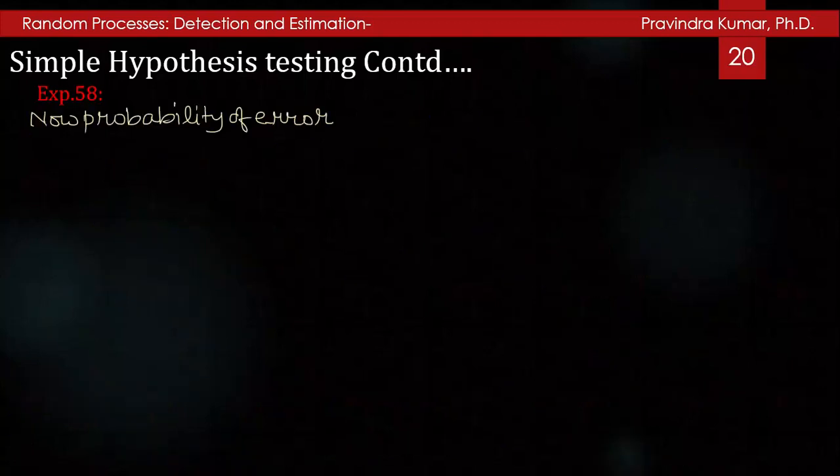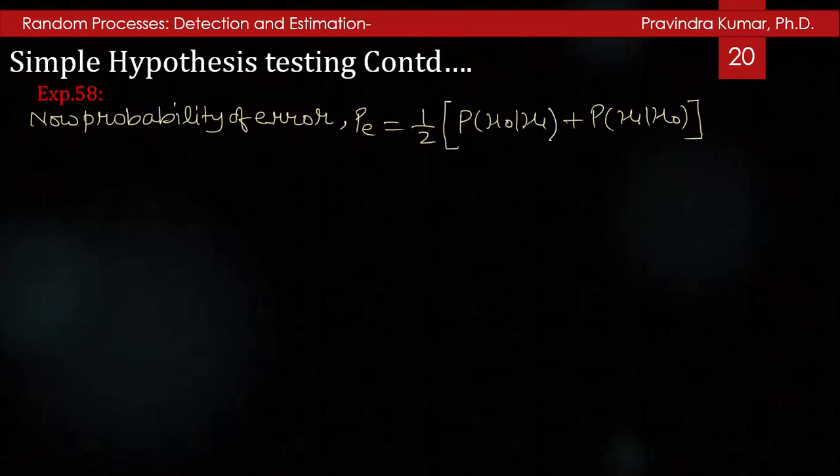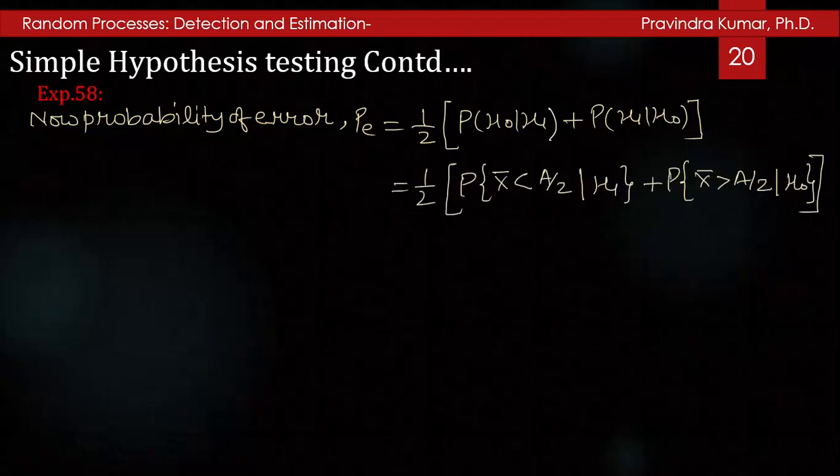So now the probability of error is 1 by 2 times P(H0|H1) plus P(H1|H0). This means 1 by 2 times the probability of deciding H0 when H1 is given, meaning the probability of the sample mean being less than A by 2, plus the probability of deciding H1, meaning the sample mean is greater than A by 2, given the hypothesis H0.